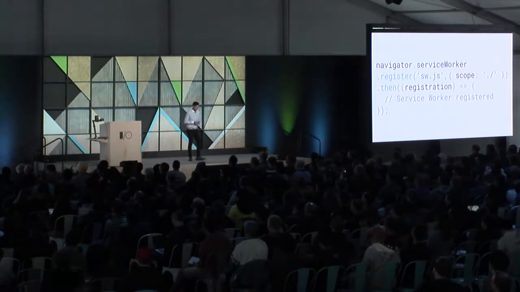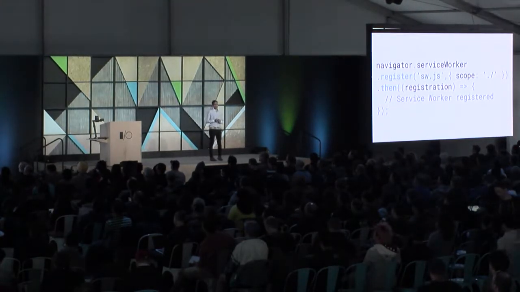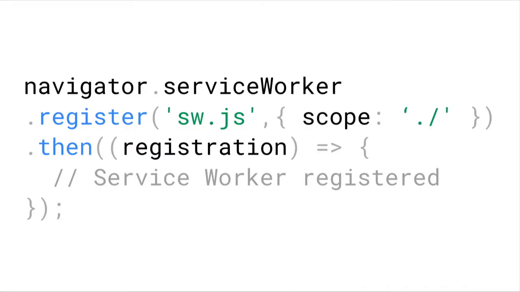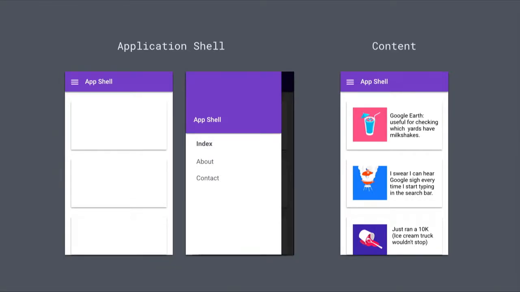I'm sorry. The underpinning of this is Service Worker. It's basically a script that runs in the background, separate from your page, responds to events like network requests, and basically gives you the ability to define really well-crafted offline experiences. Now, Service Worker gives us the opportunity, really, to start rethinking our application architectures.